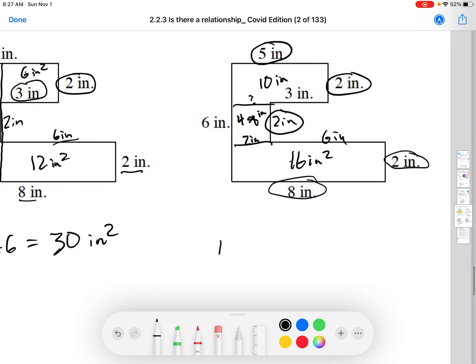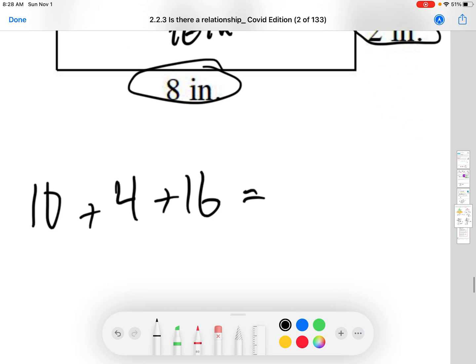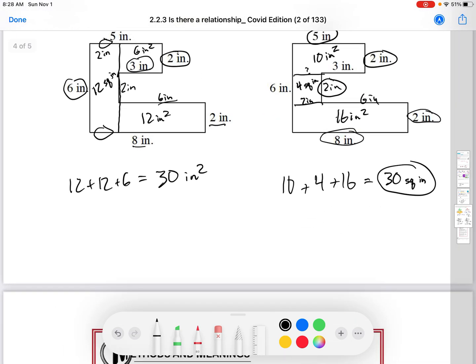So let's put all those pieces together. 10 plus, ooh, that's square inches up top. Nearly forgot. 10 plus 4 plus 16. 16 plus 4 is 20. 20 plus 10 leaves me with 30 square inches, right? 30 square inches. It's the same answer. Great.